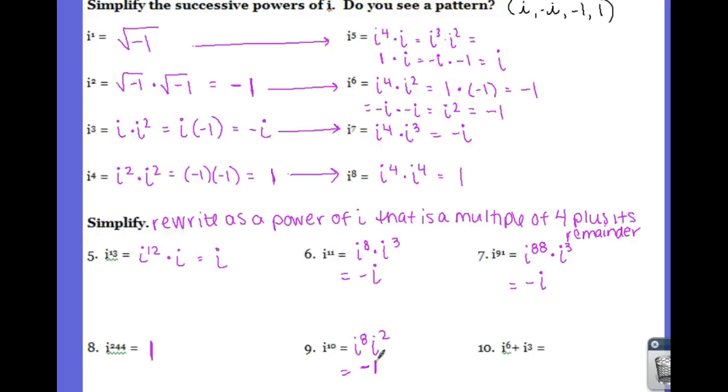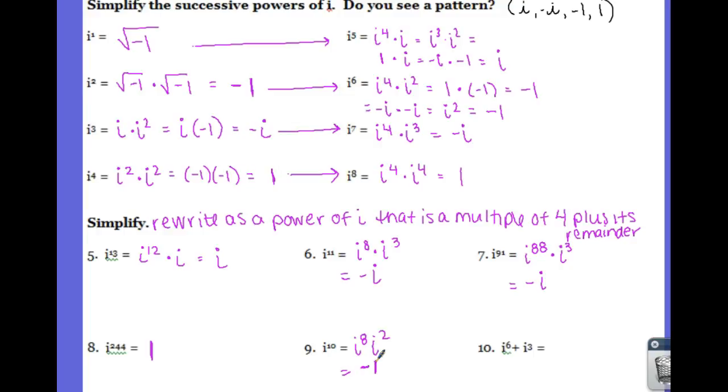Do not fall for the trap. Just like we have variables, if I told you x to the 6th plus x cubed, can you add those together? No, because they're not considered like terms. i's that are not the same power are not considered like terms. So i is not a variable. i is the square root of negative 1. However, it takes on the same properties of a variable. If you don't have another i to the same power, you can't combine them.